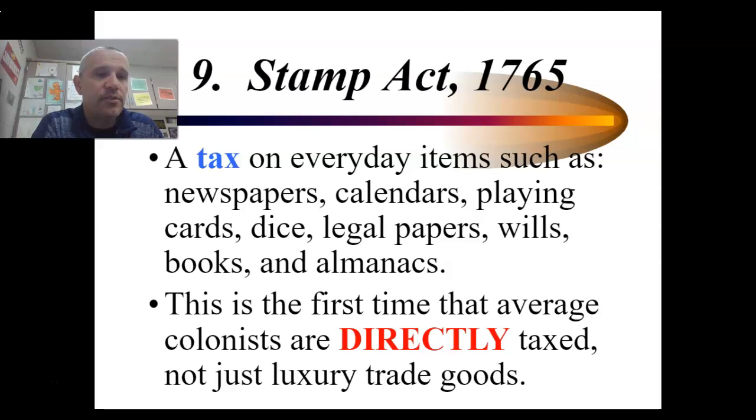This was the first direct tax on every colonist. Basically every paper item had to get an extra tax put on it. Newspapers, calendars, playing cards, almanacs, legal papers, books, you name it. If it was something that had to be printed, chances are there was going to be a stamp placed on it, this extra tax. And so this really, really fires up the colonists.